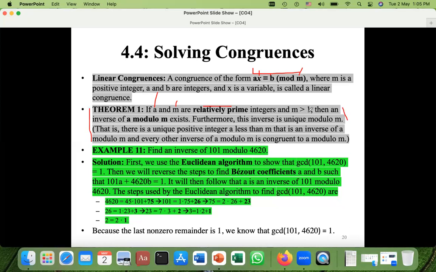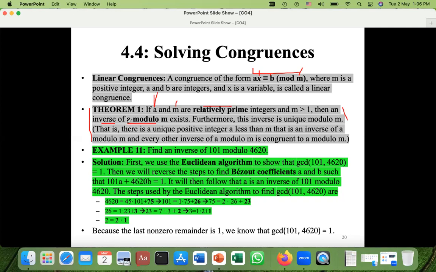then an inverse of a modulo m must exist. So this is the statement of theorem 1. You have to keep it in your mind.